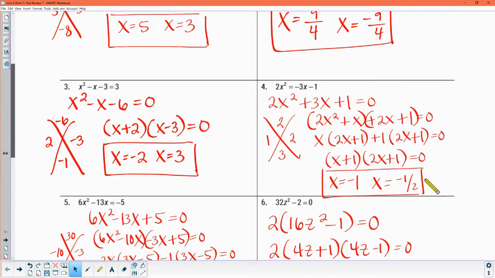Shortcut does not work for this problem. Do not try to do the shortcut when a is not equal to 1.